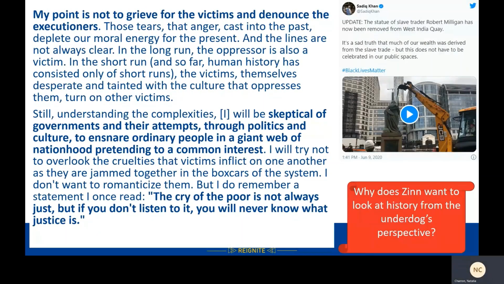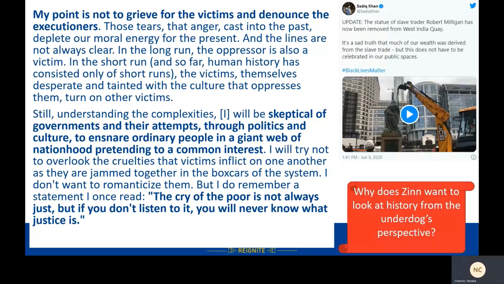My point is not to grieve for the victims and denounce the executioners. Those tears, that anger, cast into the past, deplete our moral energy for the present. And the lines are not always clear. In the long run, the oppressor is also a victim. In the short run, and so far human history has consisted only of short runs, the victims themselves, desperate and tainted with the culture that oppresses them, turn on other victims.